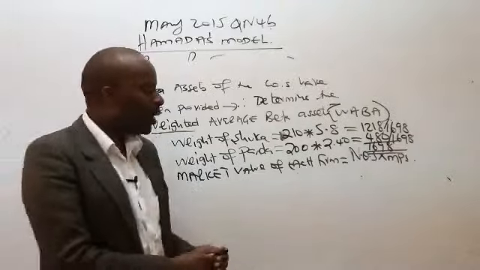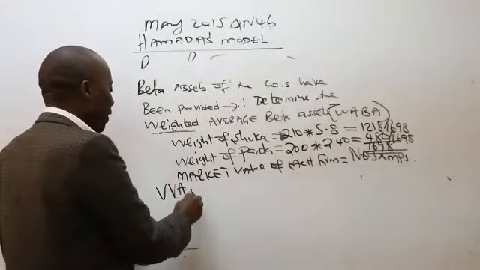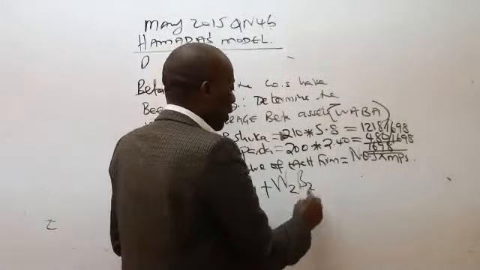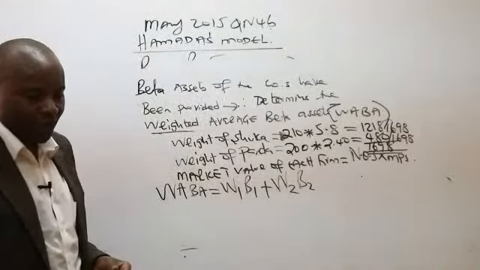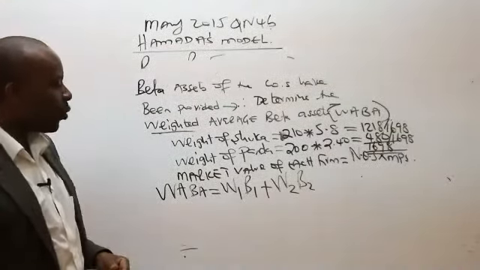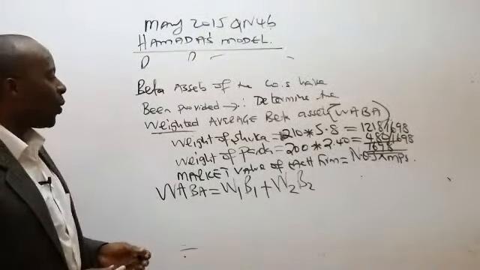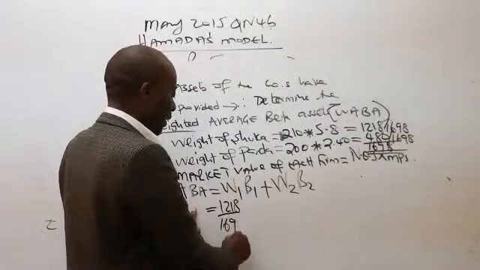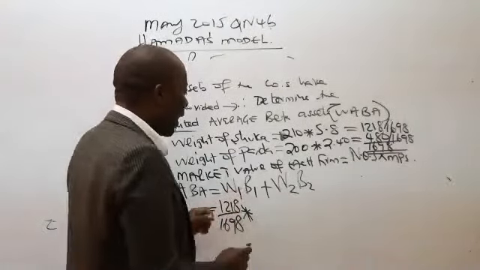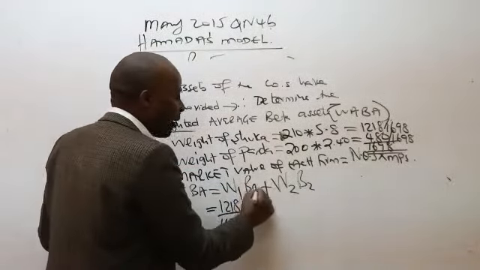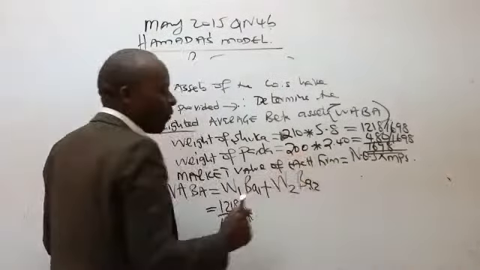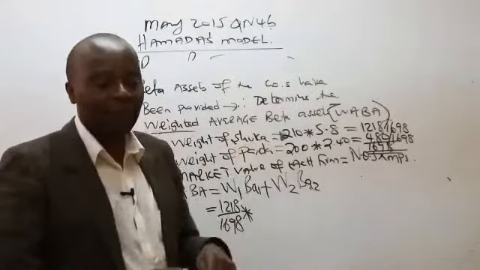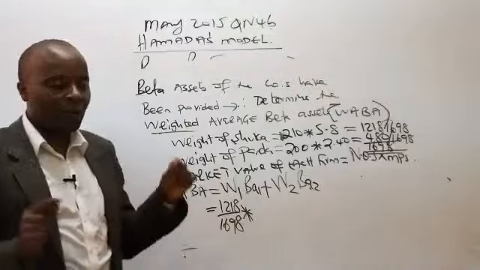Let me help you. To get our WABA, our weighted average beta assets, I'll take weight 1 times beta 1, plus weight 2 times beta 2. Weight 1 is 1218 over 1698, multiplied by beta. I wish I had said BA1 and BA2 so that you don't confuse them, because we can only put together beta assets.